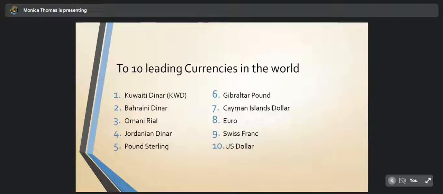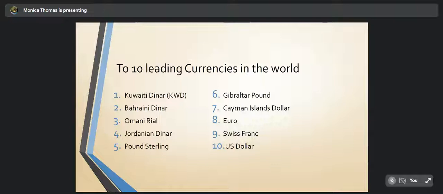Second is Bahraini dinar. Third is Omani rial. Four is Jordanian dinar. Five is pound sterling. Six is Gibraltar pound. Then Cayman Islands dollar. Then euro, Swiss franc, and US dollar.